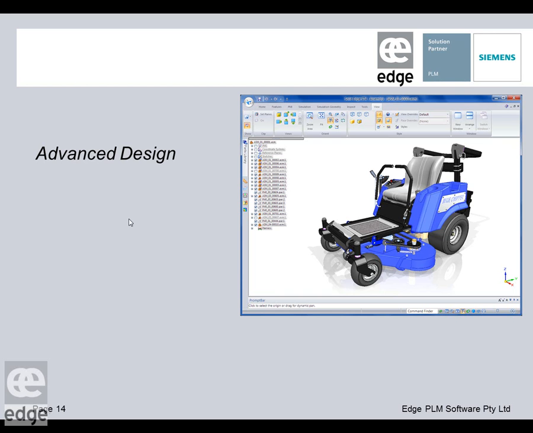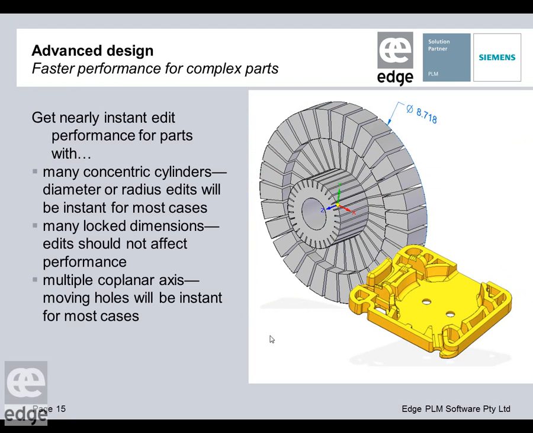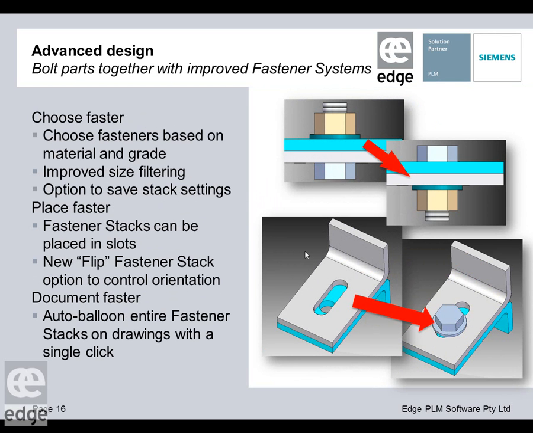Okay, continuing right along. Let's get the slides running again. There we go. The other thing that we've added in the design area is a lot faster performance on complex parts. Where you had lots of repetition in the past, edits could be a little slow. They've been sped up. Here we've got concentric cylinders and many locked dimensions. When you edit with a lot of locked dimensions, that doesn't affect performance. The view of the designers is that you don't need a lot of locked dimensions. Some of our customers feel more comfortable with lots of locked dimensions.